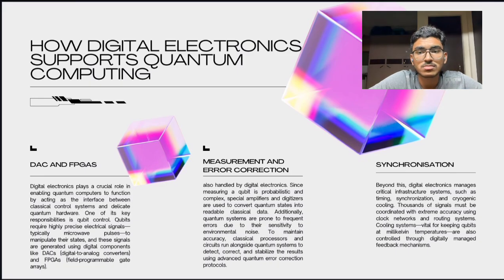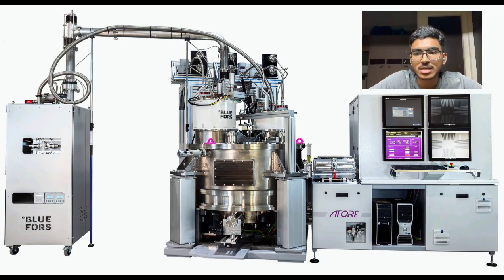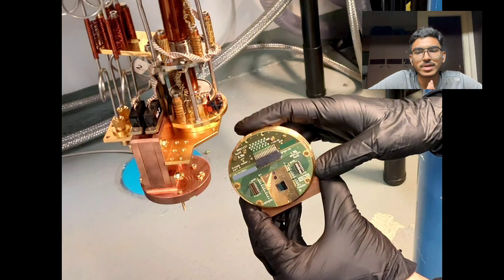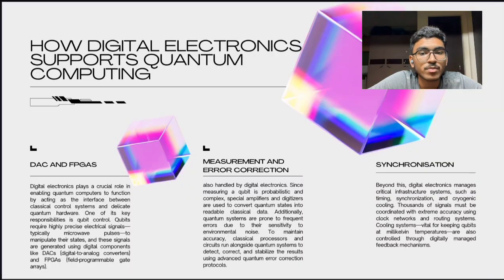Even the cooling systems, often based on cryogenics, are managed using digitally controlled feedback loops. These ensure the entire quantum system stays stable at a few millikelvin, just a fraction of a degree above absolute zero. In essence, while quantum computers process data in a way we have never seen before, it's digital electronics that provides the tools, infrastructure, and environment to make all of it possible.